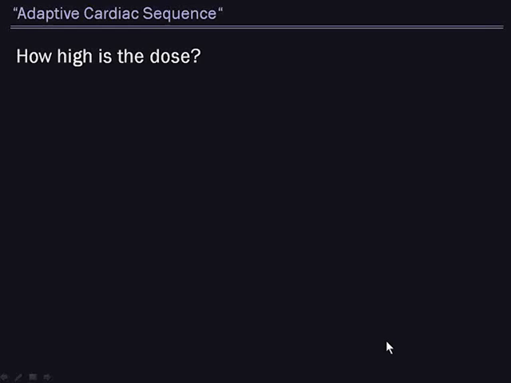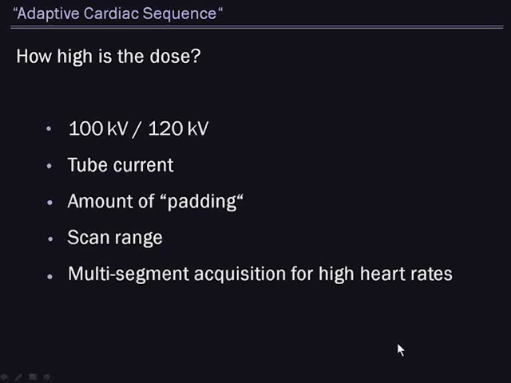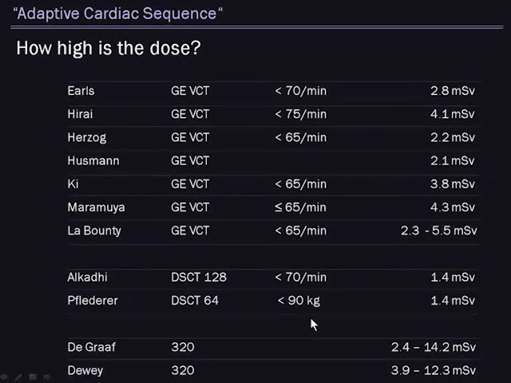How high is the dose for the step and shoot acquisition? That's a good question, but it's not easy to answer. There are many publications out there that have looked at step and shoot acquisition, but the dose varies very widely because it depends on a lot of factors. Did they use 100 kV or 120 kV? What tube current was used? What was the scan range? Was multi-segment acquisition used for higher heart rates?